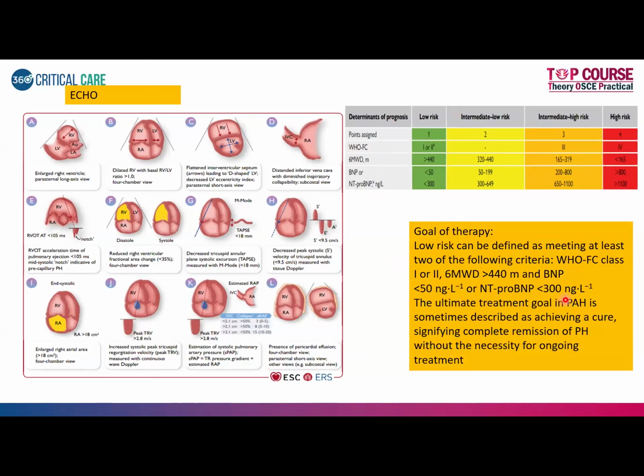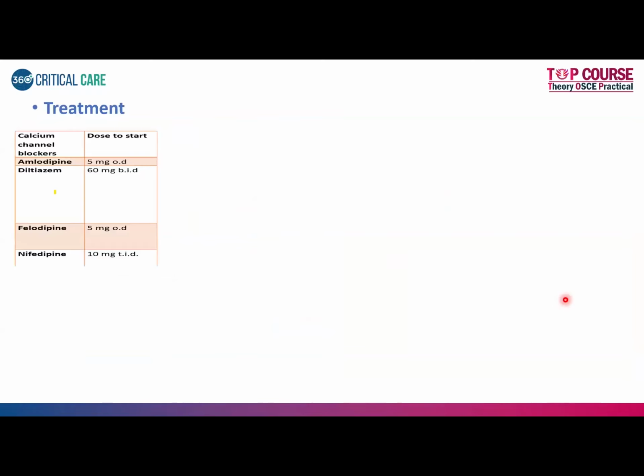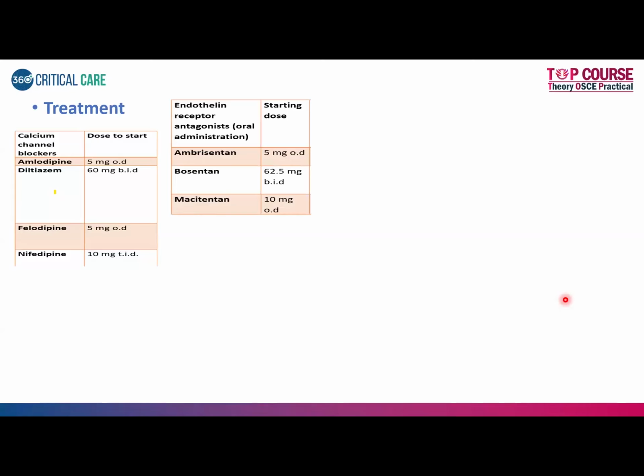The ultimate treatment goal is sometimes described as achieving a cure, signifying complete remission of the pulmonary hypertension without the necessity of ongoing treatment. So, we have the specific or the definitive pharmacotherapy when it comes to pulmonary hypertension. Basically, these include calcium channel blockers, endothelin receptor antagonists, and the phosphodiesterase 5 inhibitors, sildenafil and tadalafil.